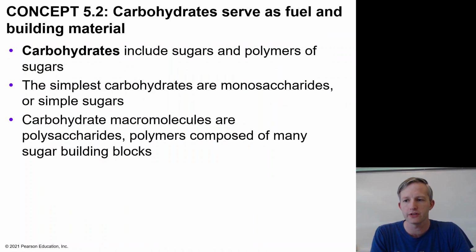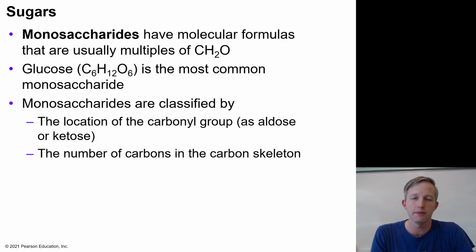We start with carbohydrates. Now, carbs are our sugars, and the monosaccharide is the monomer of carbohydrates. We look at glucose, fructose, galactose as our standard C6H12O6 molecules. This talks a little bit about the way in which they can be classified, and the specific location of different functional groups, and then the number of carbons and things like that.